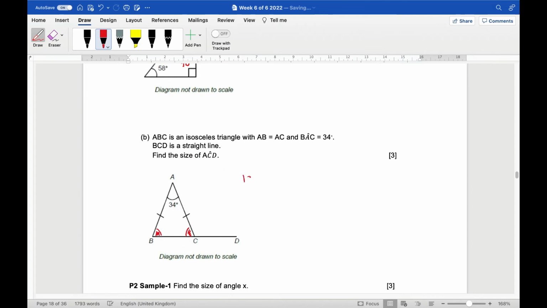So what I'd be looking to do here is take the 34 away from 180, which is 146, and then divide it by 2, because these are equal, meaning that they are 73 each. However, I am asked to find the size of angle ACD, so actually what I'm doing here, because of the straight line these two are making, when they're put together they add up to 180, so the angle that I actually need here is 180 take away that 73, which is 107, okay?